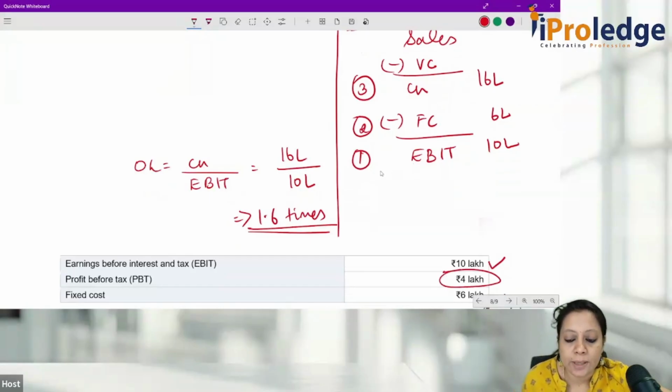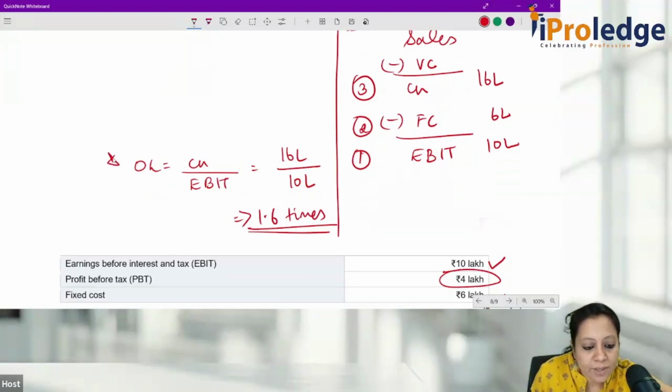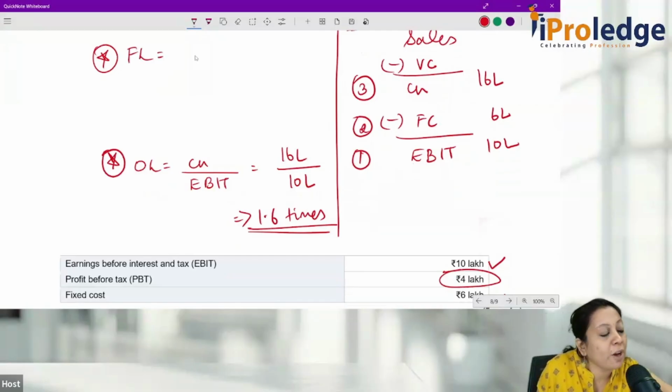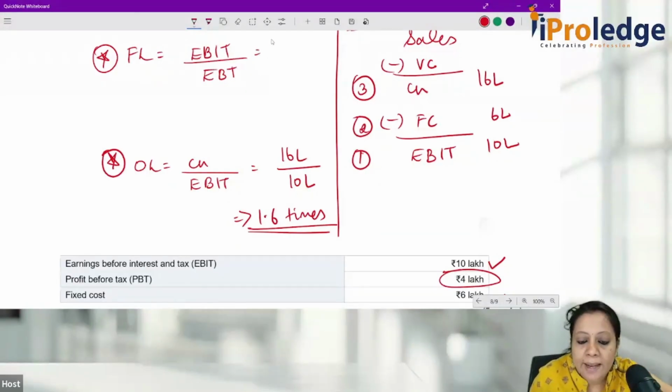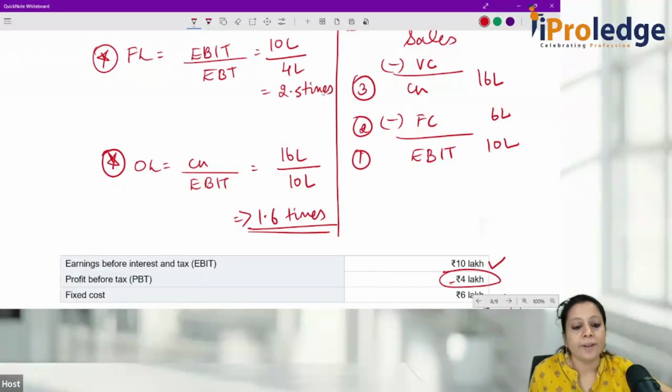EBT is already given to us. So operating leverage is done. That is what they asked first. Then financial leverage. What is the formula? EBIT divided by EBT. EBIT is 10 lakhs. EBT given in the question is 4 lakhs. That is 2.5 times. So we have done operating leverage and financial leverage.